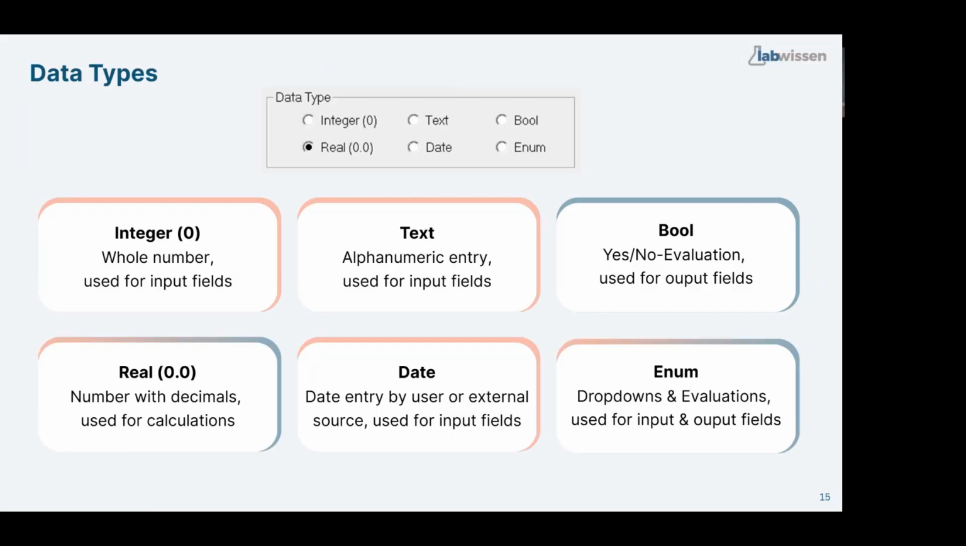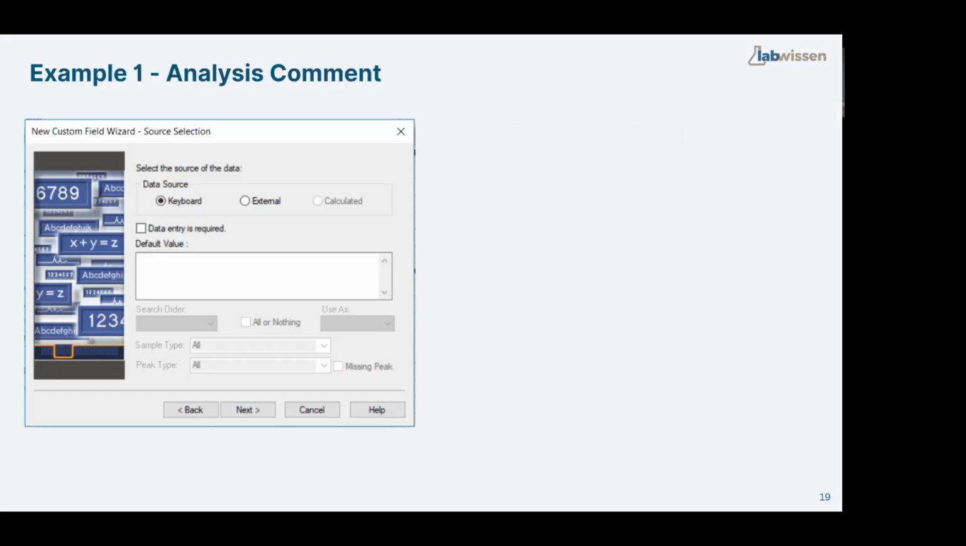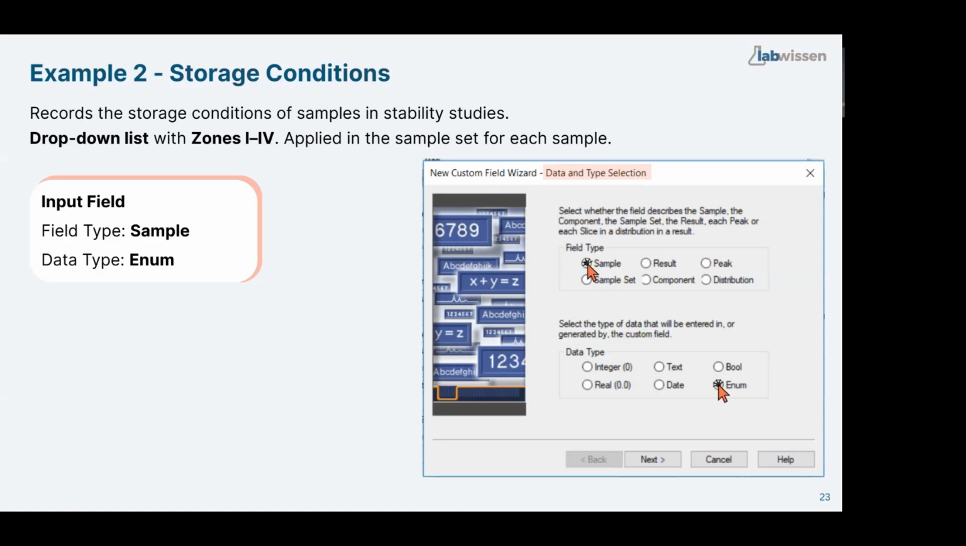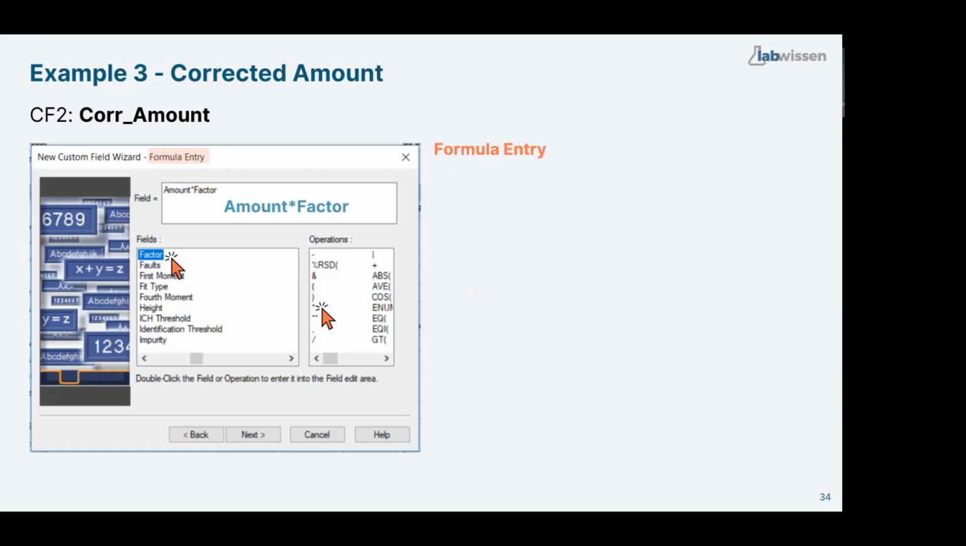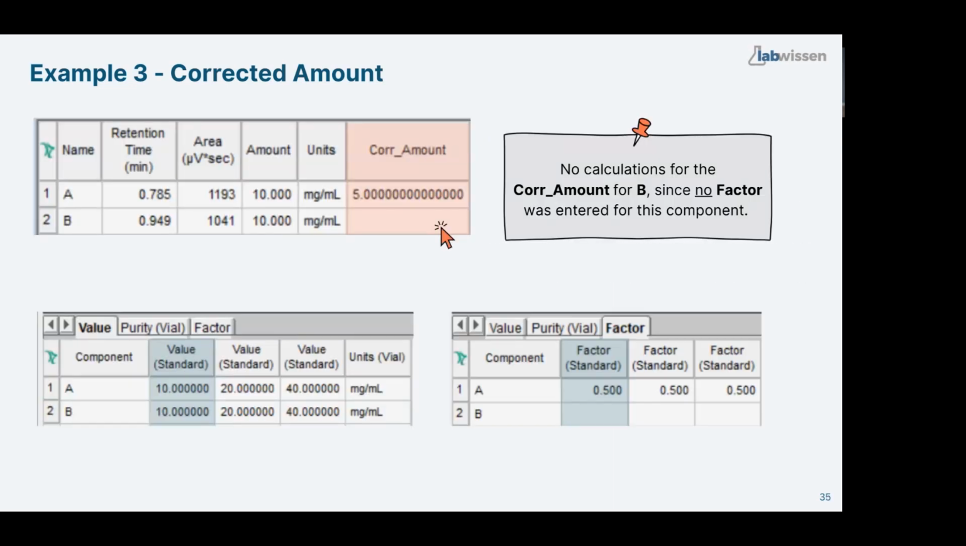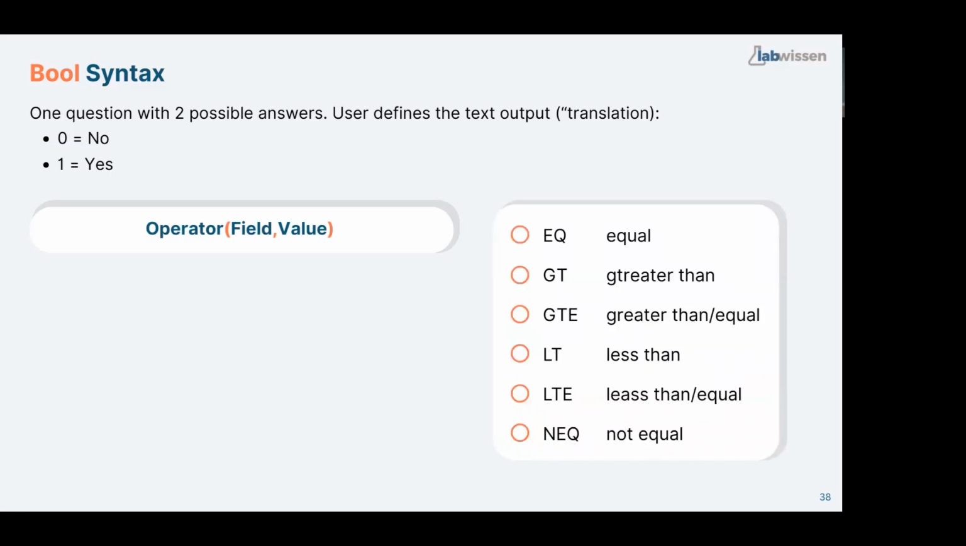Let me go to the operators. So when you're working with bool and enum custom fields, you use operators like these ones. Greater than or greater than or equal, less than or less than or equal. As I said, Empower always calculates with all decimals. So when we have a value in Empower, it's always 15 characters, and Empower always calculates with all these 15 numbers.